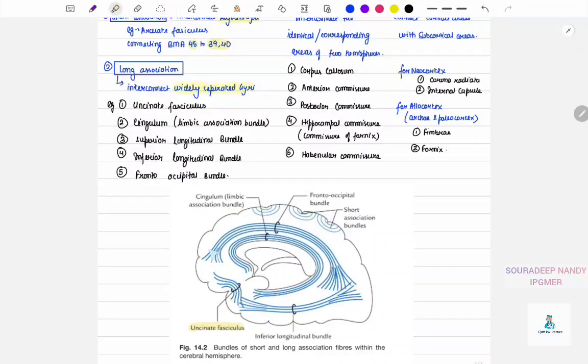Then the superior longitudinal bundle. Here one of the bundles is the superior longitudinal bundle. Then here is the fronto-occipital bundle, which connects the frontal lobe with the occipital lobe of the same hemisphere, and there is the inferior longitudinal bundle, which connects the temporal pole with the occipital pole of the same hemisphere.